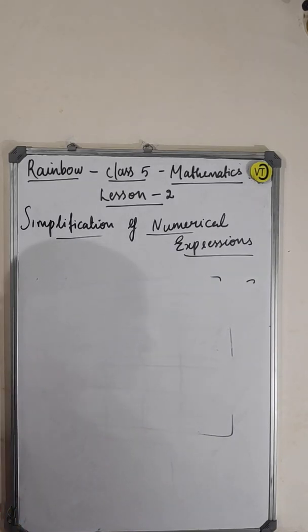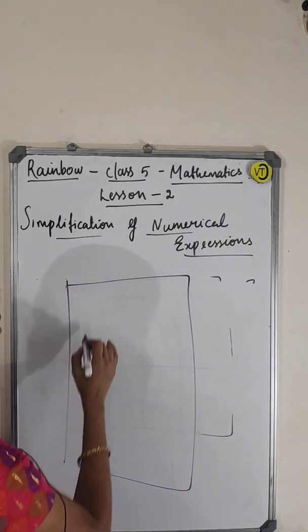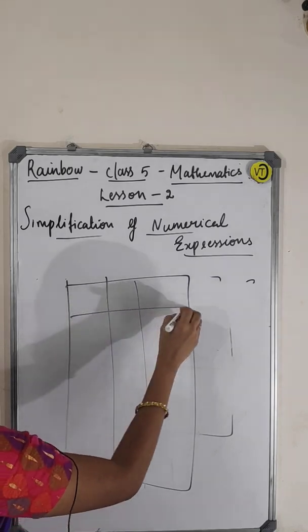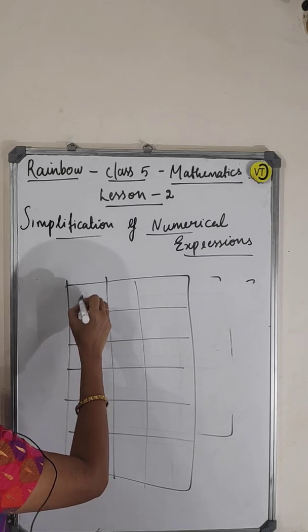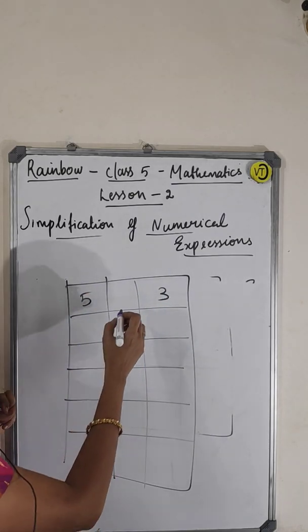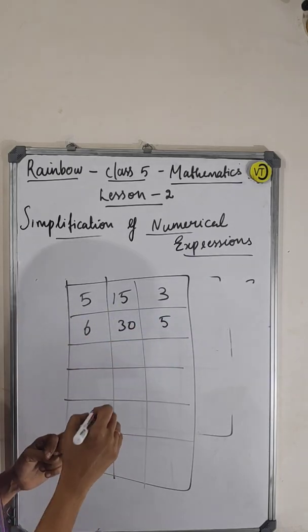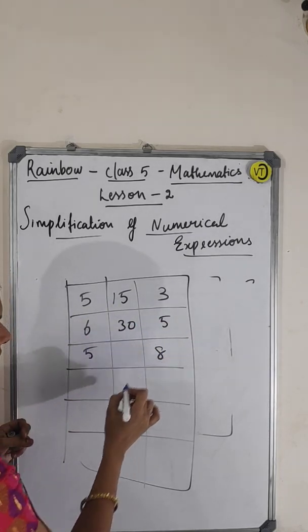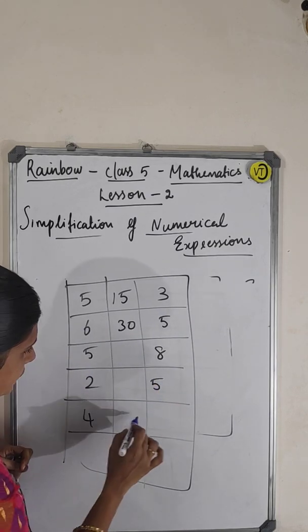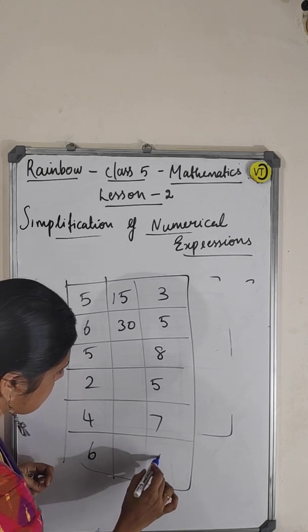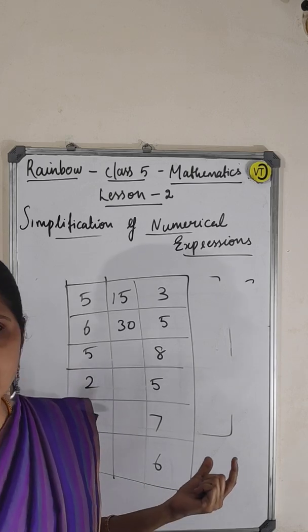The next thing is, here, like this it is given. Okay. This is 5, this is 3, this is 15 they have given. Okay. 6, 5, 30, 5, 8, 2, 5, 4, 7 and 6, 6. You have to write the missing numbers. Missing numbers you have to fill up here.